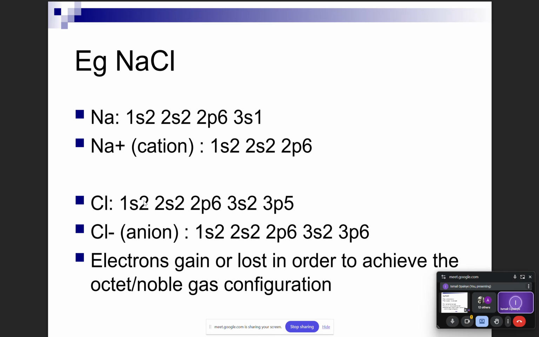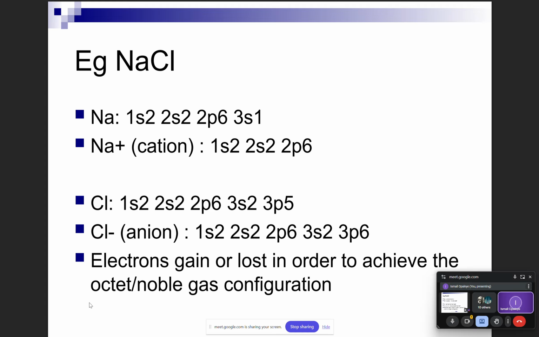So for chlorine to want to gain an electron here is because it is unstable. As soon as it's able to get a single electron from any metal that is ready to give it out, it receives. And once it receives, that neutral atom becomes a negatively charged atom called the anion, as you can see here. So electrons are gained or lost in order to achieve the octet. Yes, you should know that.